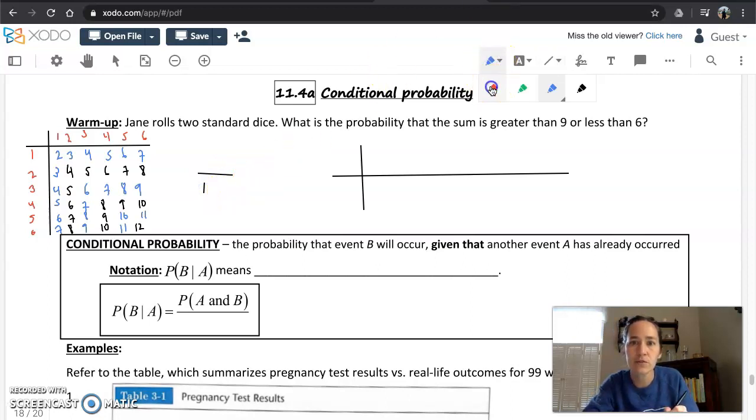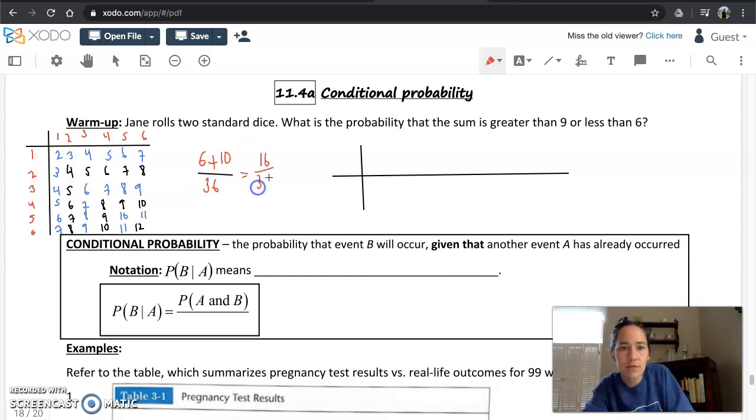36 outcomes total. And I want the ones that are greater than 9 or less than 6. So greater than 9, that would be these 10s, 11s, and 12s. So 1, 2, 3, 4, 5, 6 outcomes that are greater than 9. Plus less than 6, so all the 5s, 4s, 3s, and 2s. Oh, I'm sorry. 1, 2, 3, 4, 5, 6, 7, 8, 9, 10. You've got 10 of those. So out of the 36 outcomes, that's 16 for your probability, and you can reduce it, you have a 4 in 9 chance of this compound event occurring.